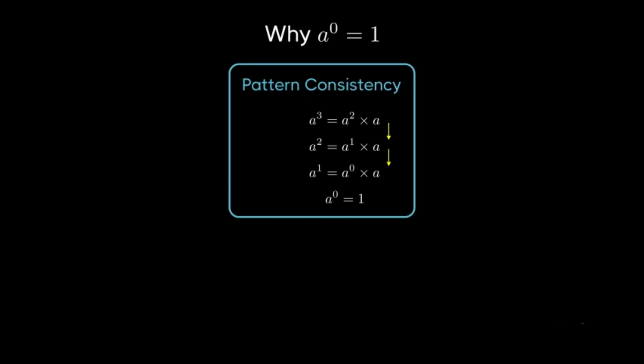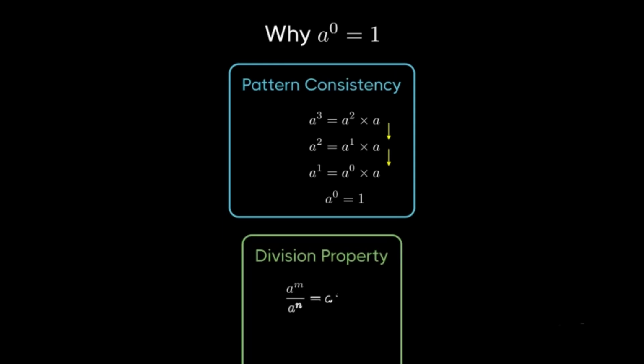Our second piece of evidence comes from the division property of exponents, one of the fundamental rules of algebra. The division property tells us that when we divide a to the power of m by a to the power of n, we get a to the power of m minus n. This is a core rule in exponent operations. Let's apply this rule with a specific example. If we divide a to the power of 5 by a to the power of 5, according to our rule, we get a to the power of 5 minus 5, which is a to the power of 0.